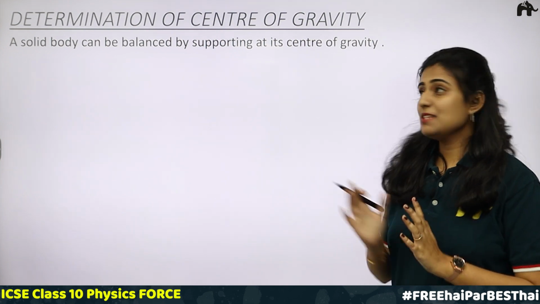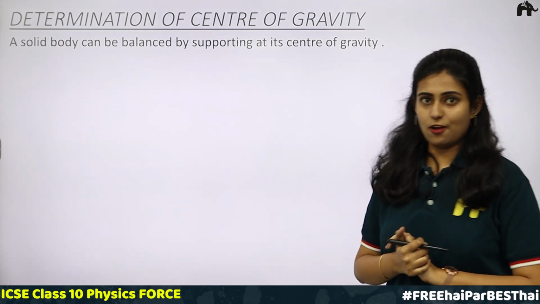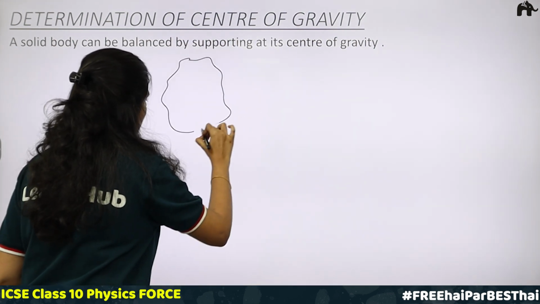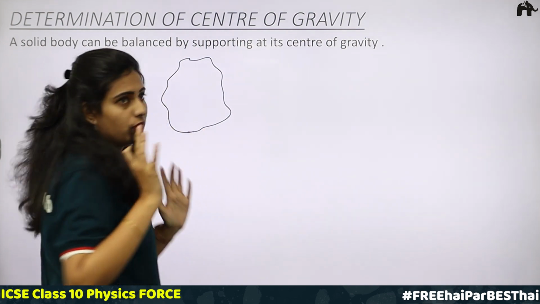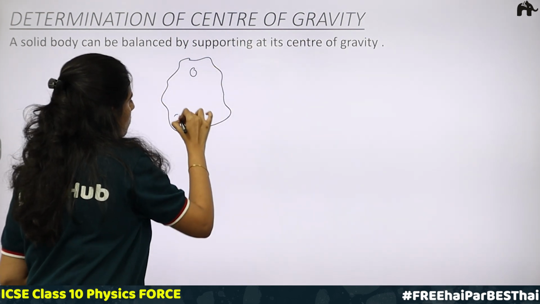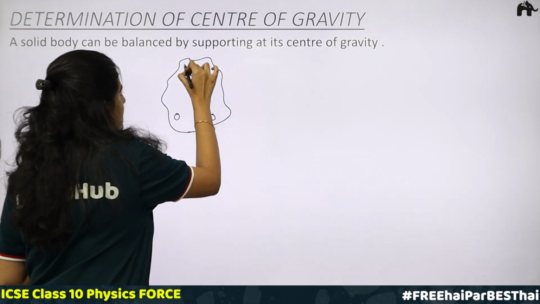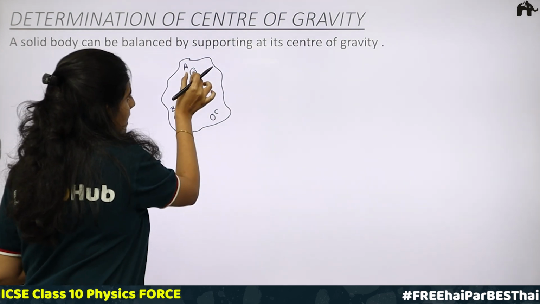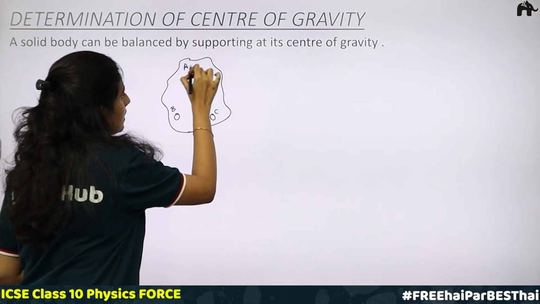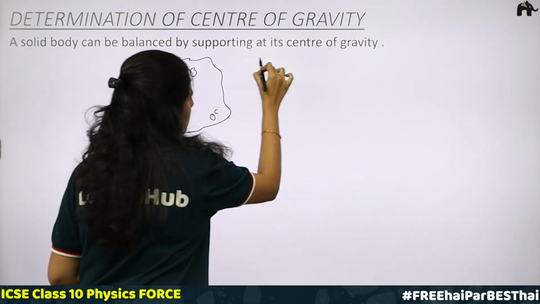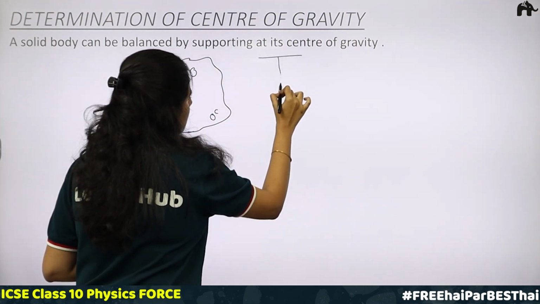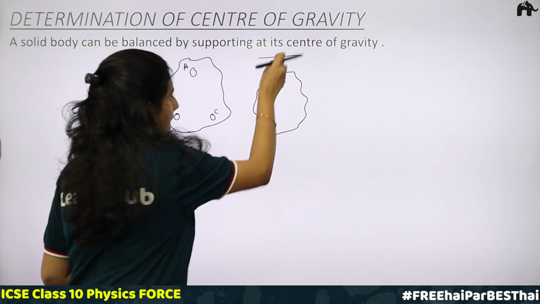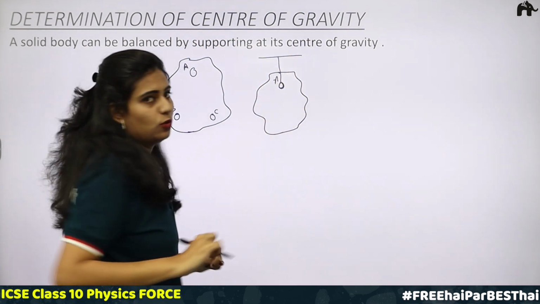Next, we have a simple experiment to determine the center of gravity of a body, for an irregular body. Now, consider an irregular body. To find the center of gravity, we are going to put 3 holes on this body. This is A, this is B, and this is C. Now, taking this hole A, I am going to hang it on a string with some support. So here, this is point A and I have hung it with this hole.